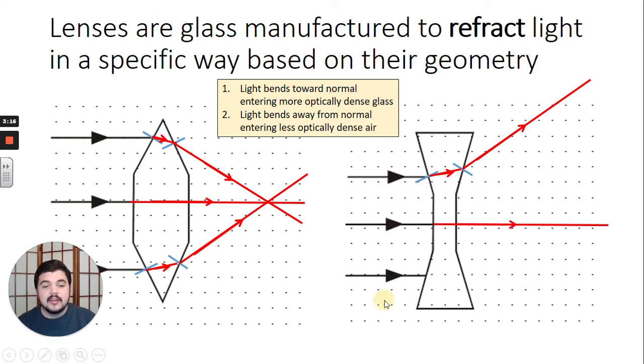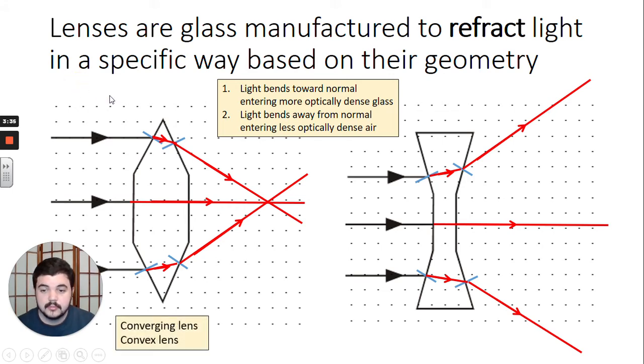And then down here, drawing our normal, there it is. The light ray is going to bend toward that normal, drawing the other normal on the other side, and the light is going to bend away from it as it re-enters the air. So in the second lens, we have diverging of the light rays. They spread out. So this geometry on the left is what we call a converging lens, also called a convex lens. And on the right, we have a diverging lens or a concave lens.